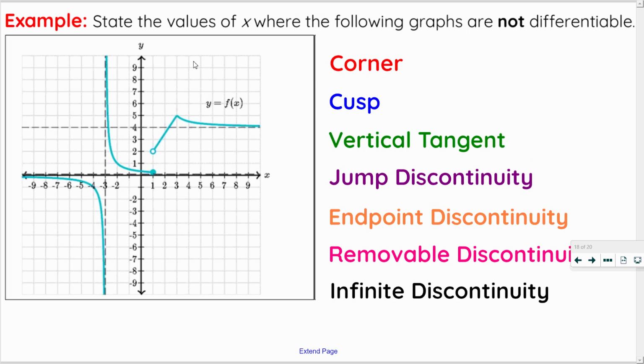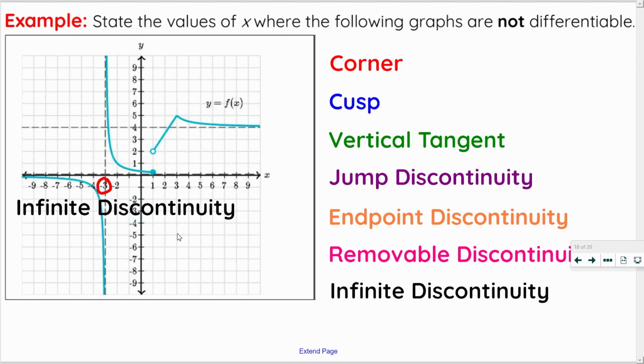Okay, so let's look at this graph here, and I want to identify all the values of x where the following graphs are not differentiable. The very first place that I notice here is at -3. I have a vertical asymptote, so it's not continuous, therefore not differentiable. And it's not continuous because, let's look at my reasons here, I have an infinite discontinuity.